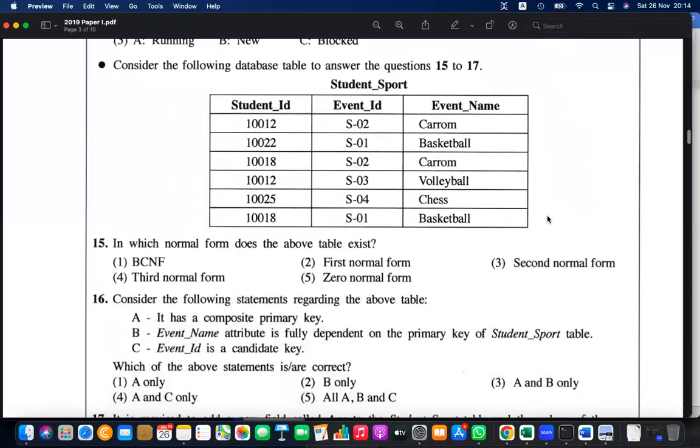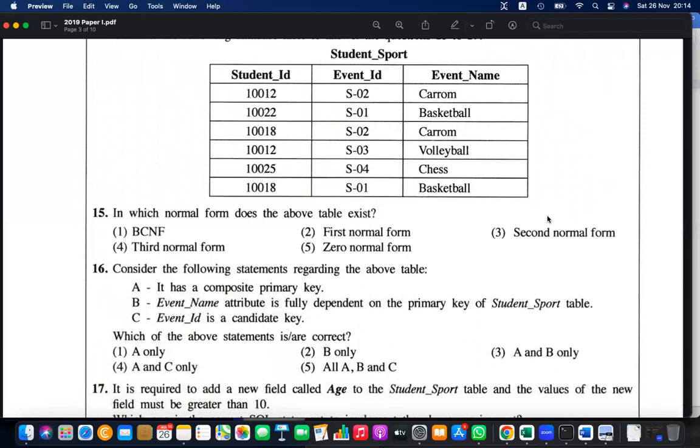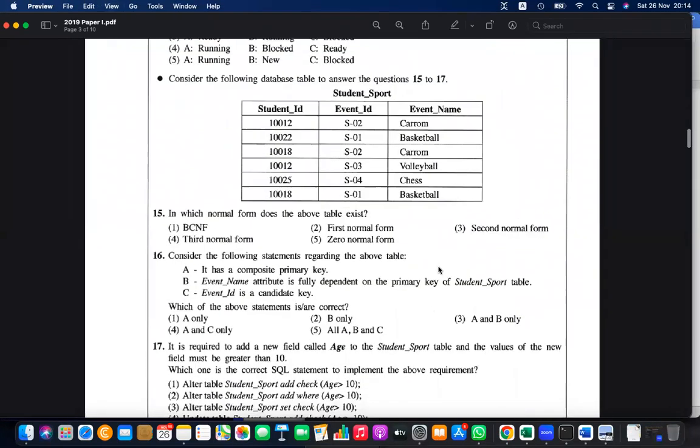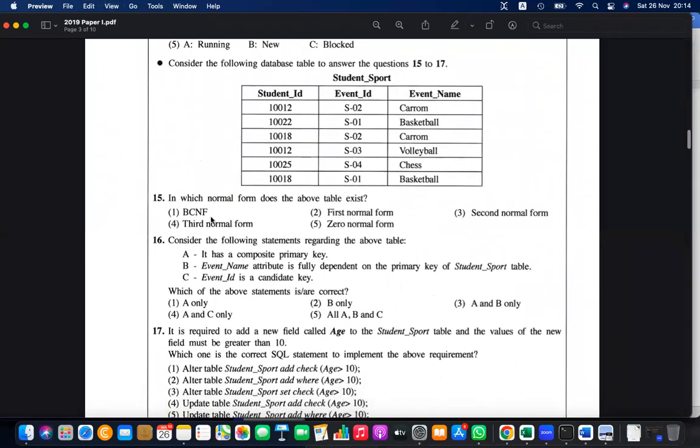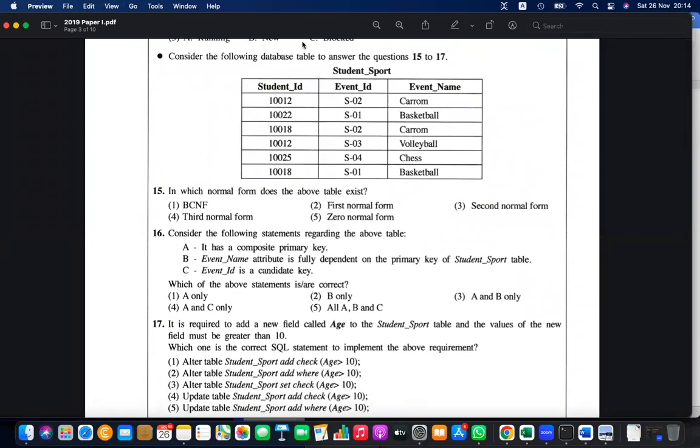Okay, consider the following database table to answer questions 15 to 17. Please go through questions 15 to 17. Look at the table and try to answer questions 15, 16, and 17 quickly. I'll give you 3 minutes. Yes, it's enough, I guess. Quickly.